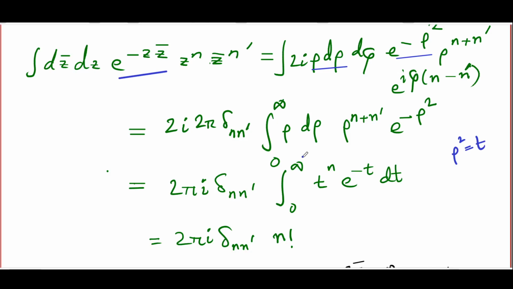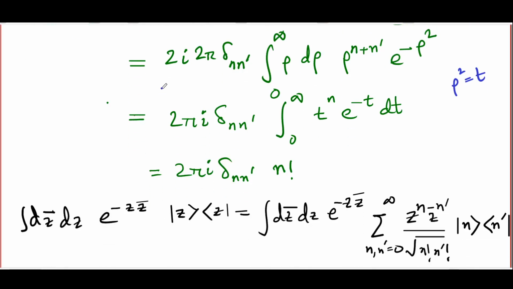Well, not only that, it actually allowed you to carry out the integration at all, because without this factor, the function in the integral would have grown too large at large values of mod z, and this integral would not have converged. This e to the minus z z bar factor essentially makes the integral converge to a finite value.